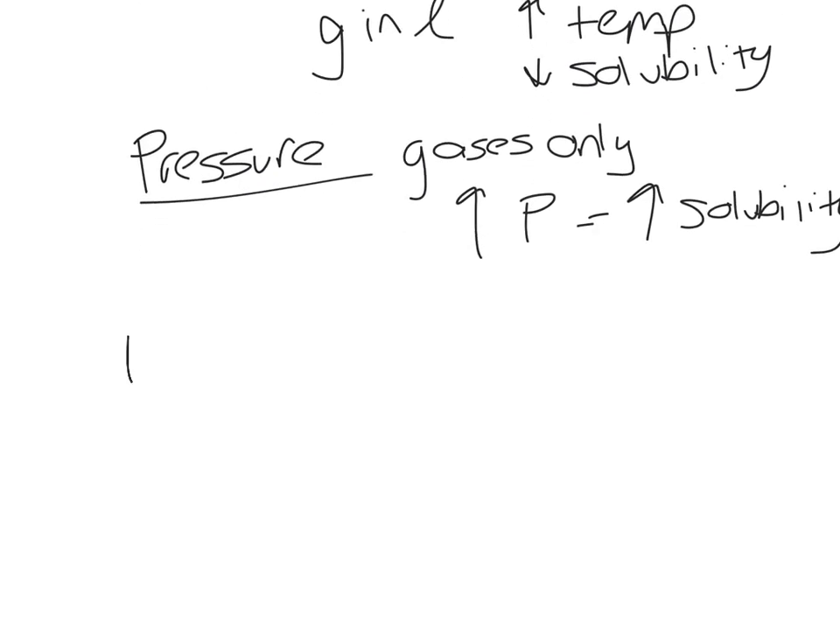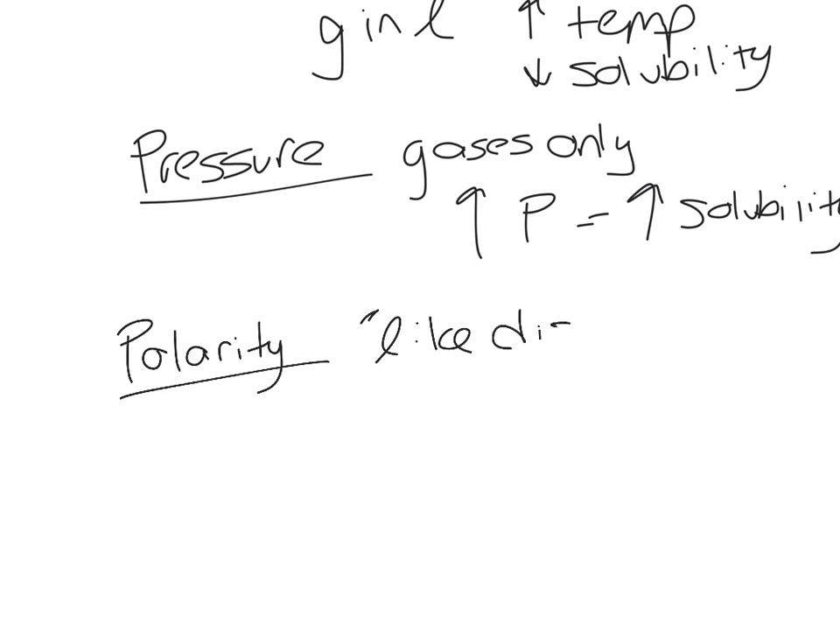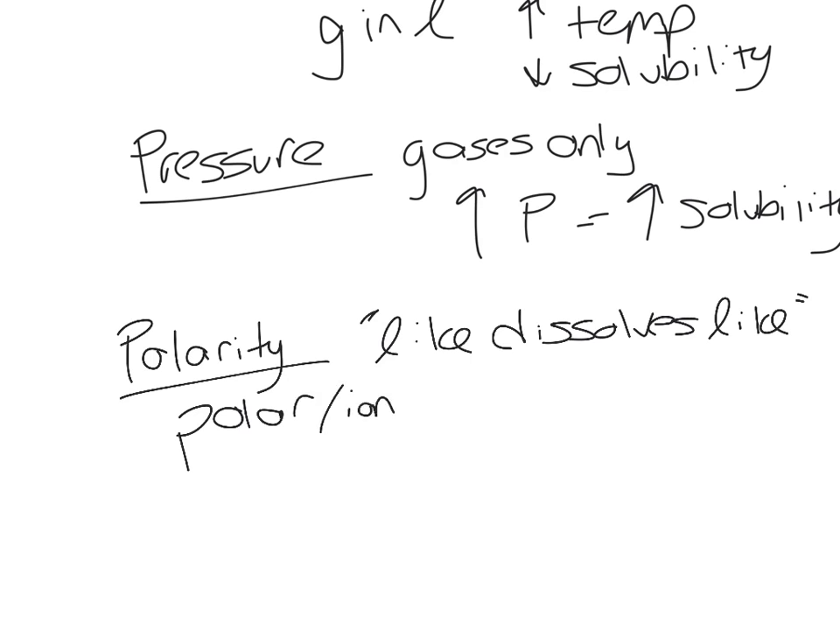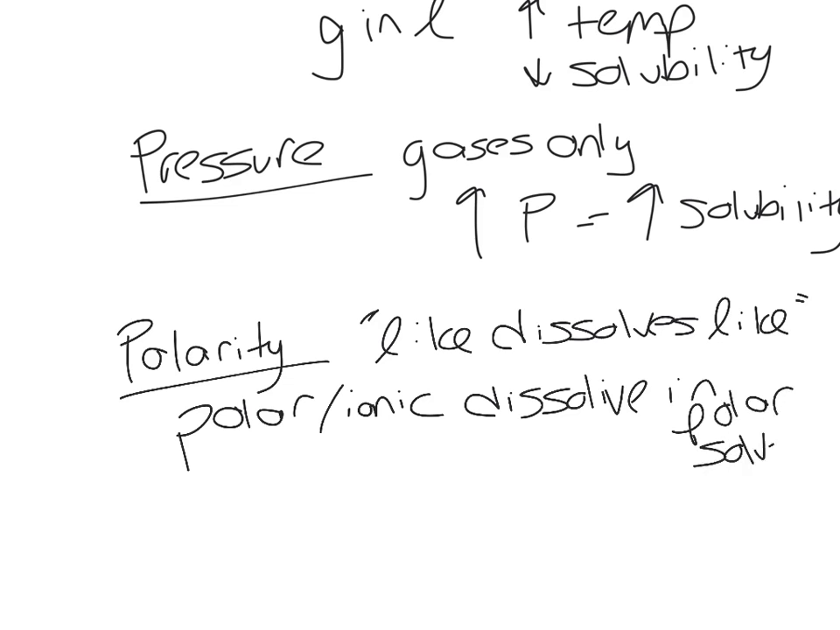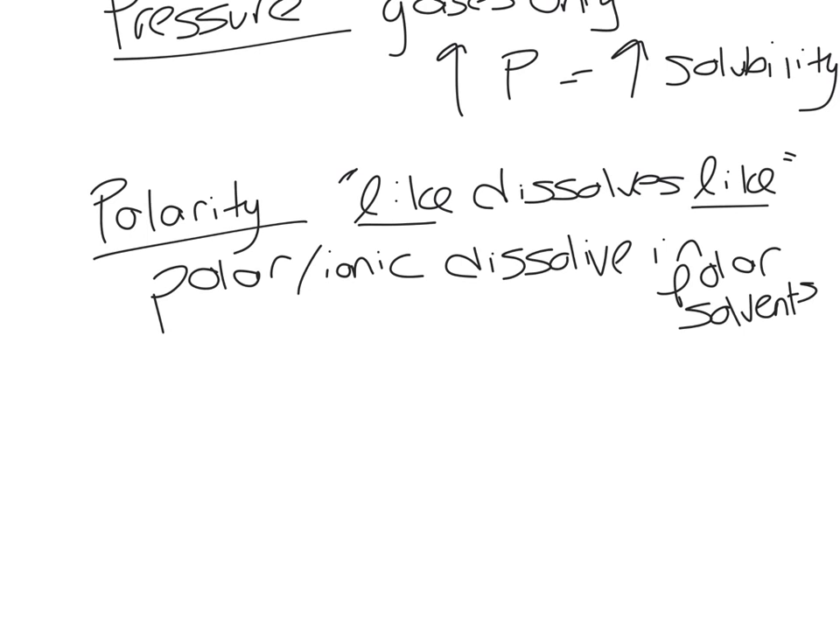The last thing is polarity. And what we say for this is this phrase, like dissolves like. What that means is that polar things and ionic things dissolve in polar solvents. So what like dissolves like means is that polar dissolves in polar. And ionic, which is like an extreme version of polarity, dissolves in polar as well.